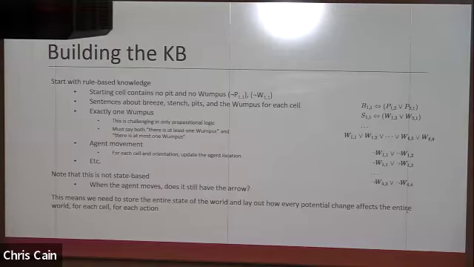So, great. We need to store the entire state of the world, laying out how every potential change affects the entire world for every cell, for every possible action. And you start to see how this scales exponentially with the size of the world and with the number of actions that you can take. It's a bit of a problem.